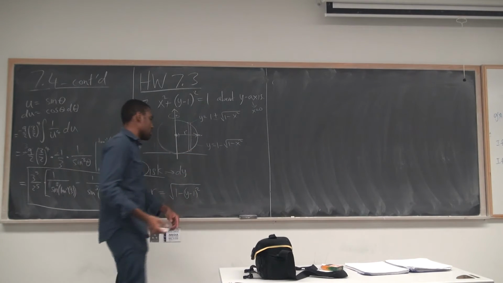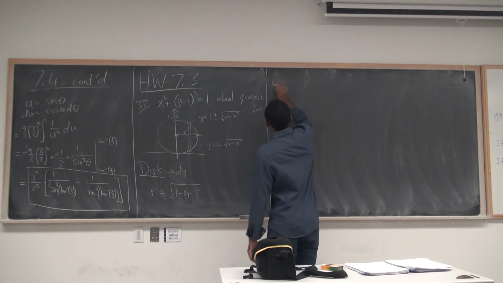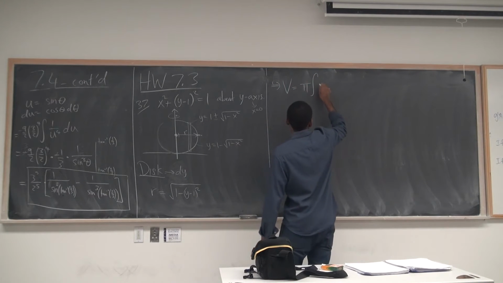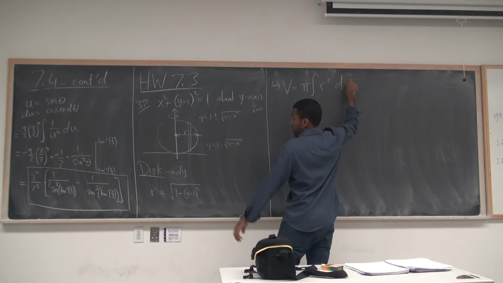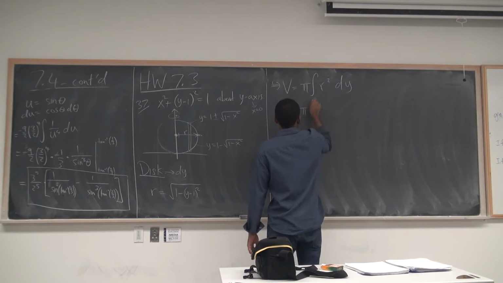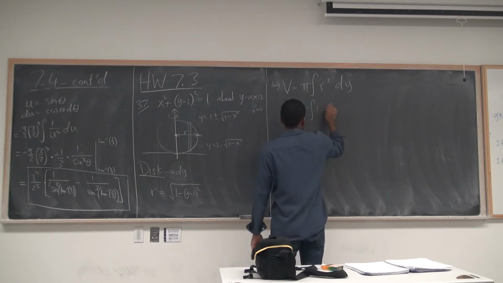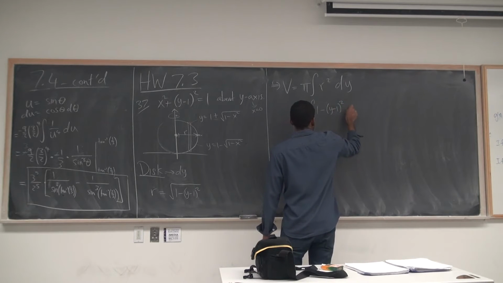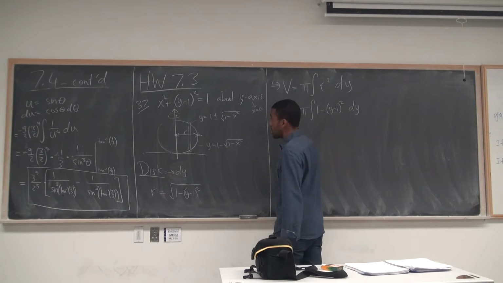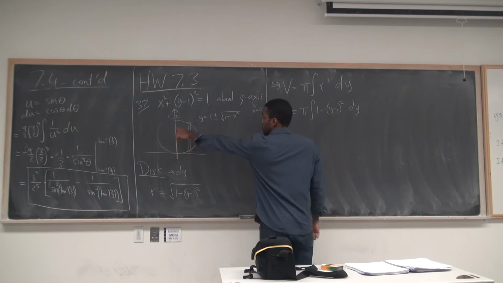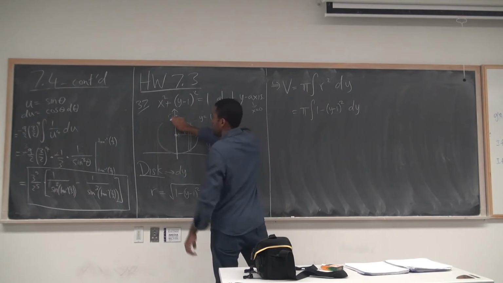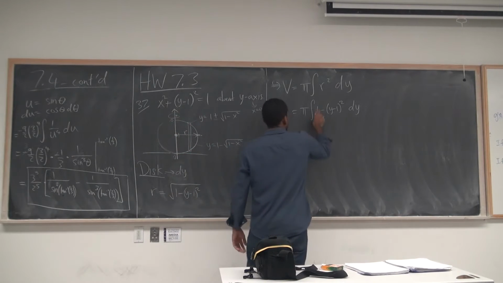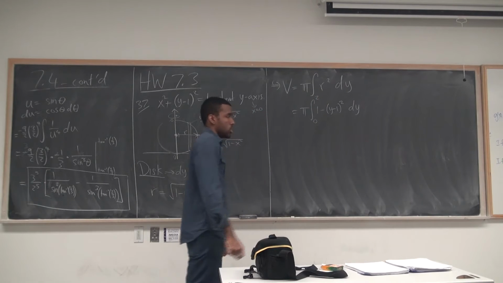Not totally annoying, but annoying enough, right? So this means that my volume of revolution would be pi times the integral of r squared dy. I'm going to square that, so it's 1 minus (y minus 1) squared dy, going from 0 to 2. So that would be my equation.